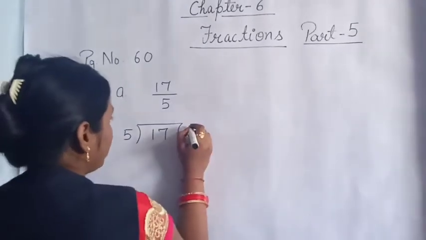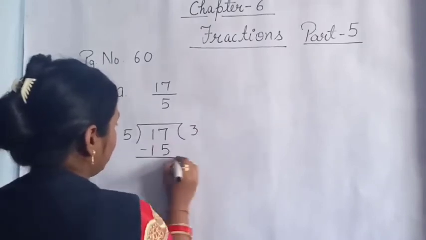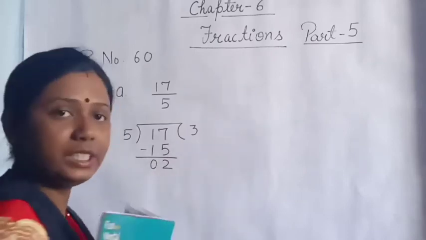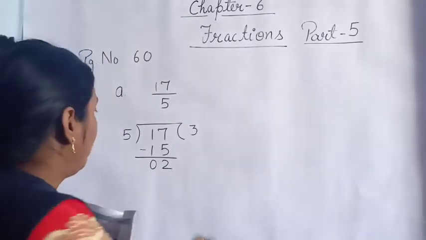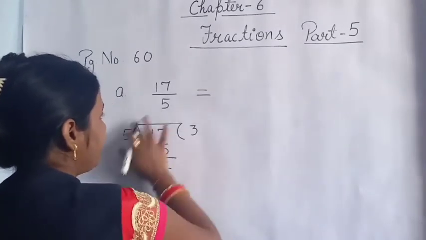Now, 5 3 times is 15. We all know 5 3 times is 15. Now, 17 minus 15 is 2. Okay. Now, here we will arrange these numbers.